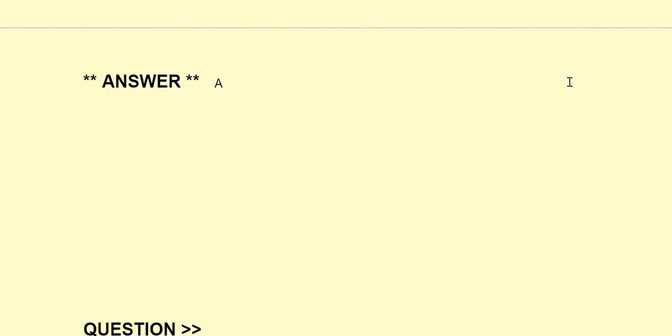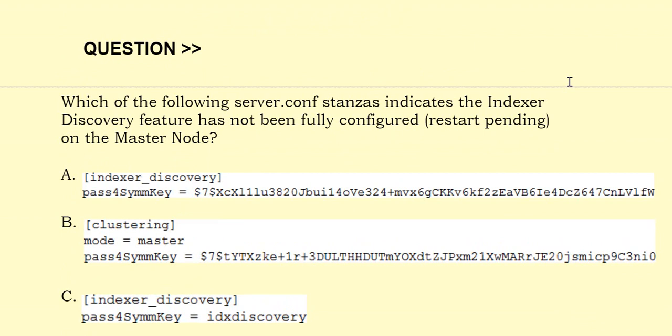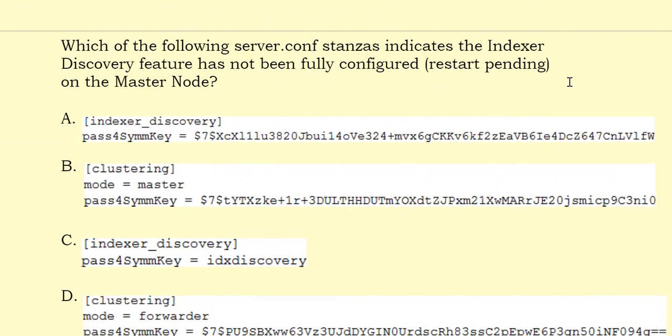The correct answer is option A. Moving towards the next question. Which of the following server.conf stanzas indicate the indexer discovery feature has not been fully configured? Restart pending to the master node. Please have a look at the options.